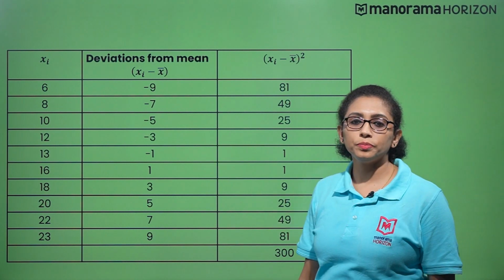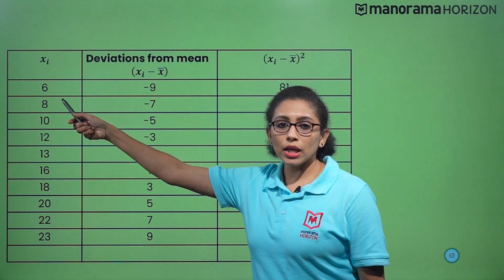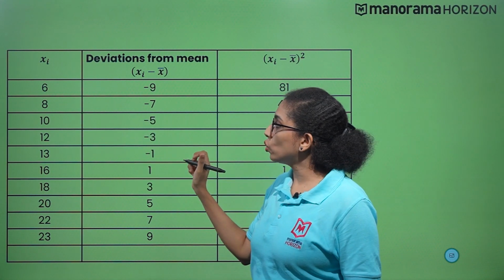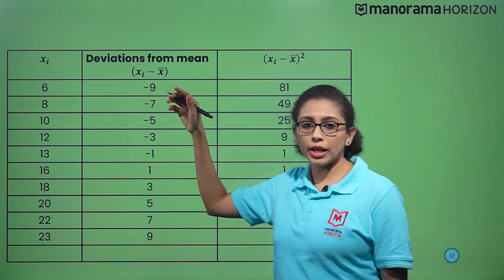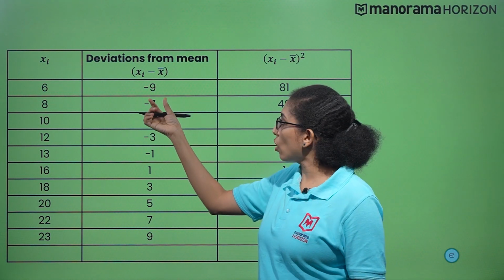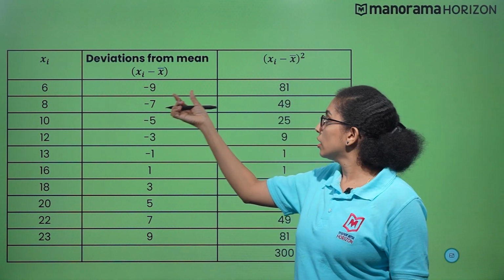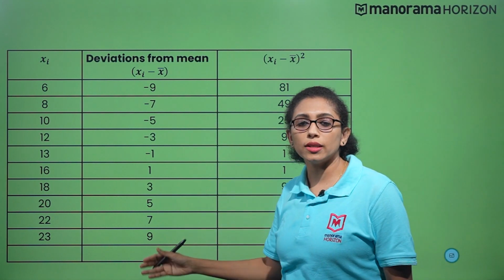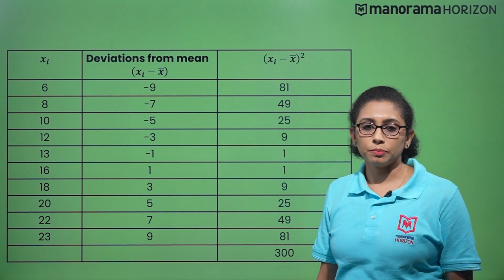See the table. For value xi is equal to 6, the deviation is equal to 6 minus 15. We get it as minus 9. Now, the square of minus 9, we get it as 81. Likewise, we can calculate the remaining values.